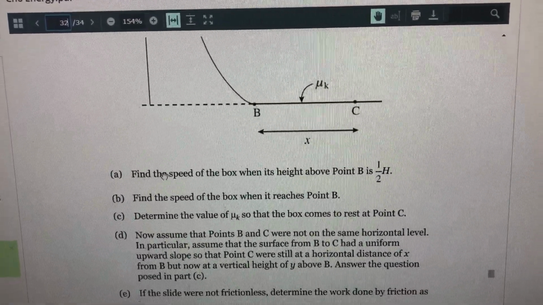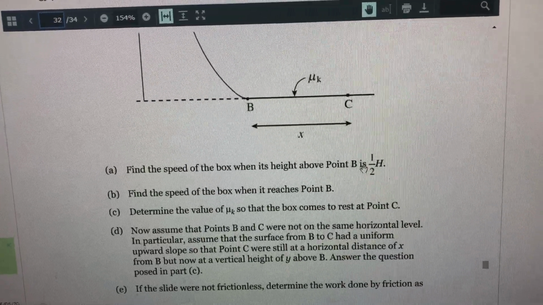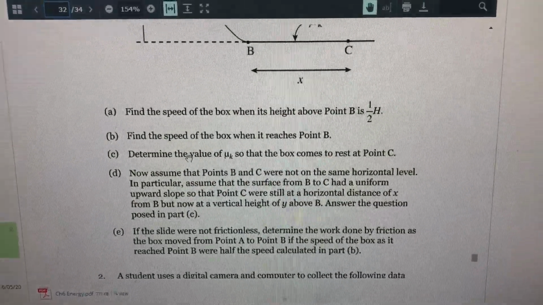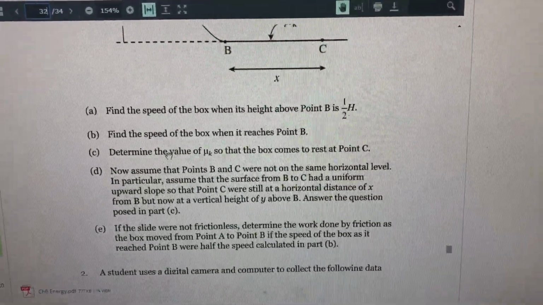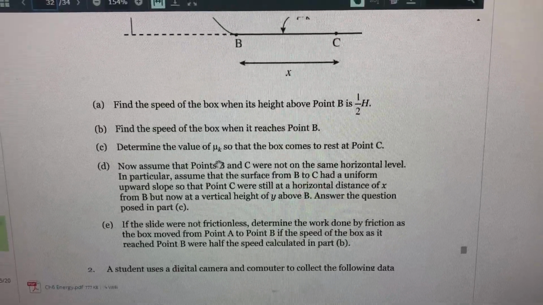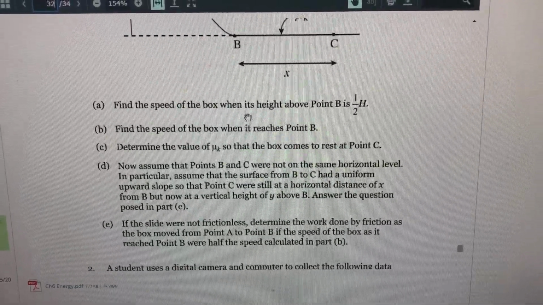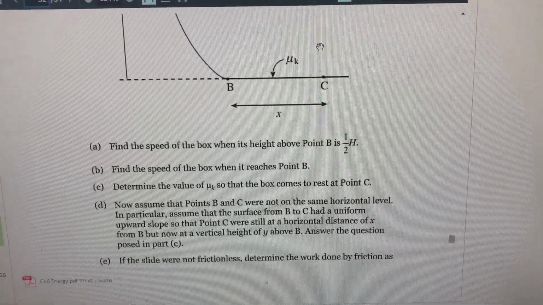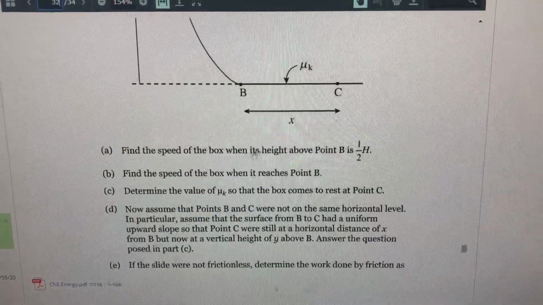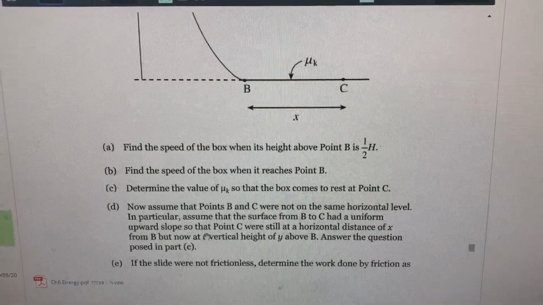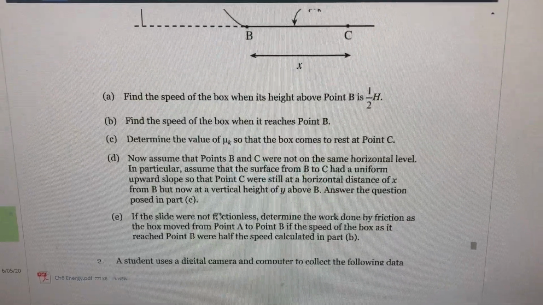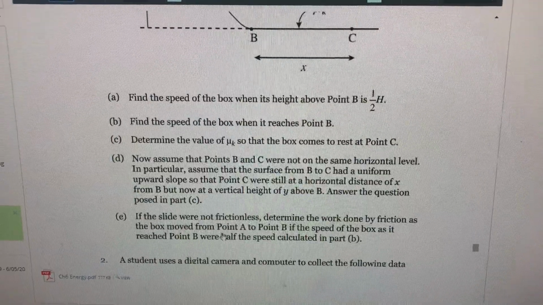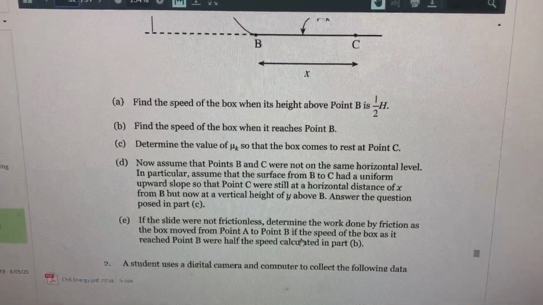We need to find the speed of the box when it's halfway above point B, at 1/2 h, and the speed of the box when it's all the way at point B. Determine the value of mu_k so the box comes to rest at point C. Then assume that B and C are not on the same horizontal level, but we have a ramp. So instead of going horizontally, it ramps up from B to C like so, and C ends up being higher than B, a vertical height y above B. And lastly, if the slide were not frictionless, determine the work done by friction as the box moved from point A to point B if the speed as it reached point B ends up being half what we originally had.